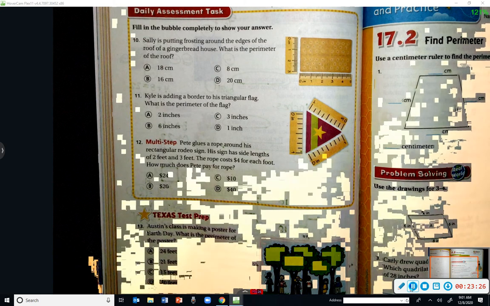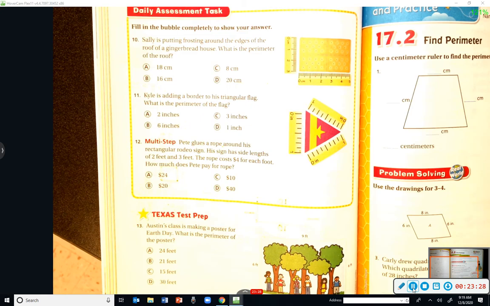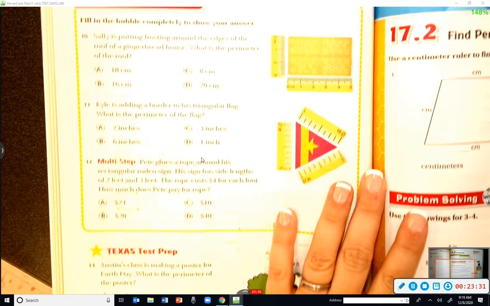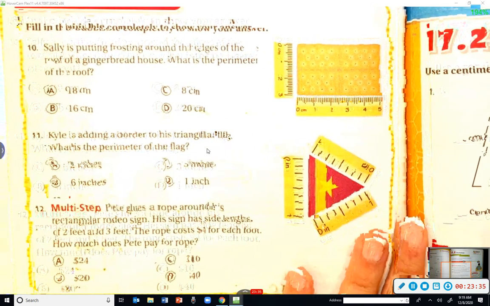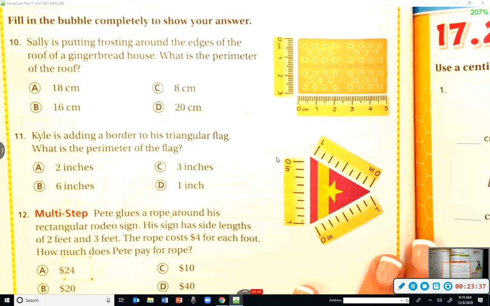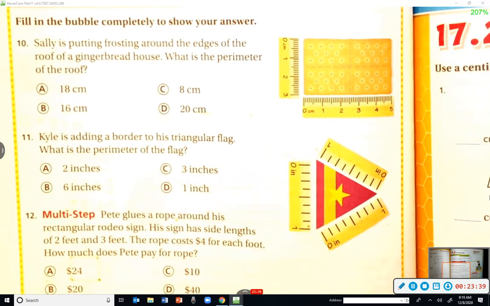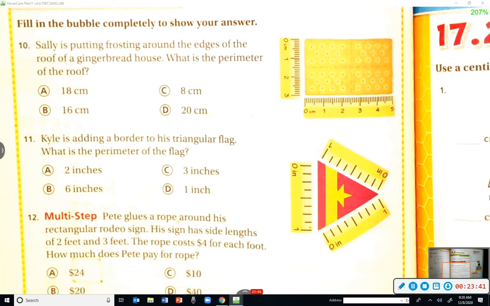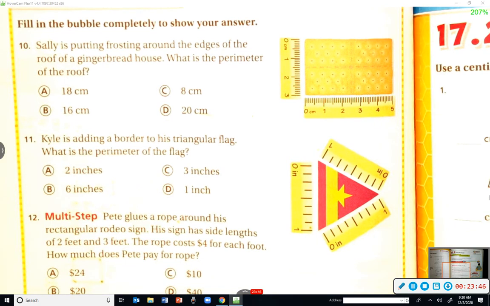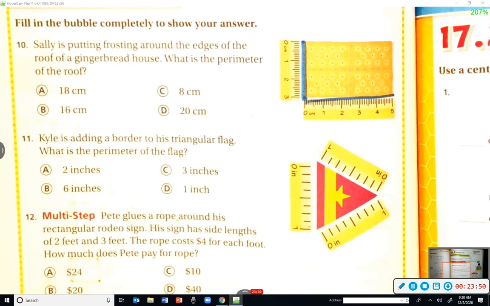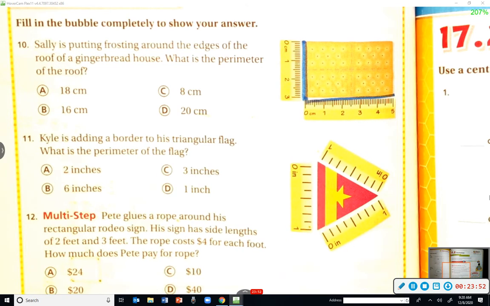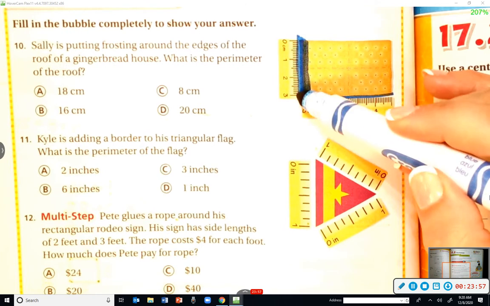Okay, we're going to check our answers, see how you did. Number 10 says, Sally is putting frosting around the edges of the roof of a gingerbread house. What is the perimeter of the roof? As I walked around, I saw one mistake mainly, and that was we only wanted to add these 2. But if I'm putting perimeter or border around this gingerbread house with frosting, are you only going to do these 2 sides?